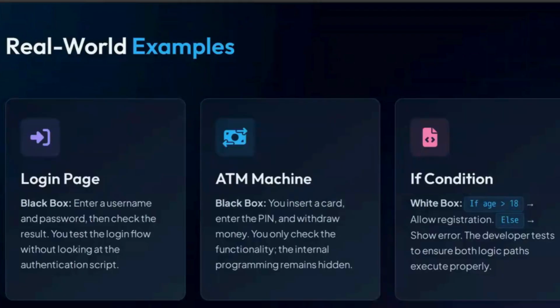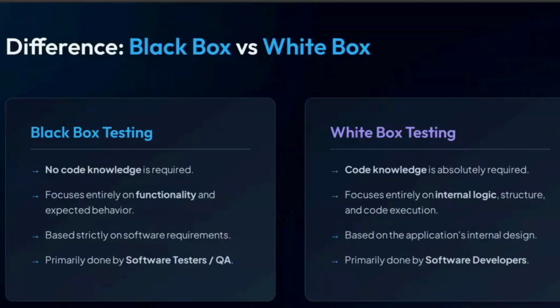Now let's quickly understand the difference between black box testing and white box testing. Black box testing: no coding knowledge is required. It focuses on the functionality based on the requirements and is done by the QA team and testers. White box testing: coding knowledge is required. It focuses on the internal logic based on the system design and is done by the developer.